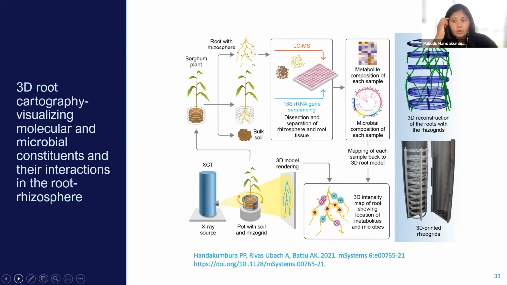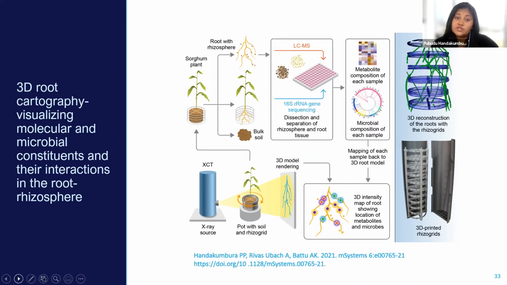Once we have captured all the images, we are able to use the same samples for other destructive sampling methods. So in this example, we have used an LCMS metabolomics platform and 16S sequencing for looking at the root exuded metabolites and the microbial abundance along the root rhizosphere zones.